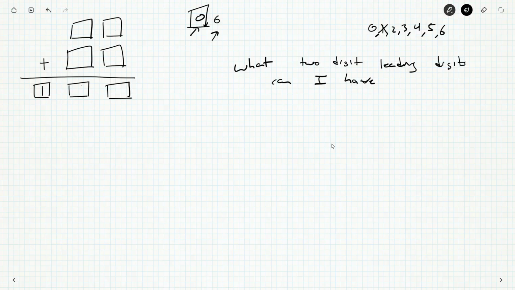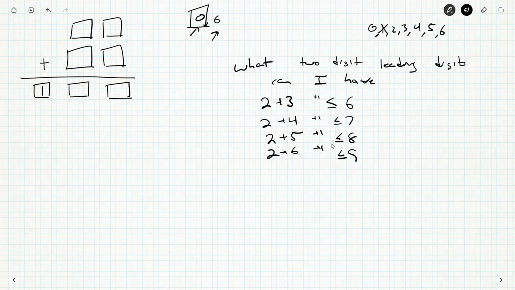So even if I'm carrying a 1, I can't have 0. So I could have something like 2, 3, but that's not going to work. Even if I carried a 1, it's less than or equal to 6. We're not over 10 there. 2 and 4, again, even if I carried a 1, I've got 7 there. 2 and 5, no dice. 2 and 6. So a 2 isn't going to appear here. It might be down here, or it might be somewhere in the units column, but a 2 is not going to be one of these 2-digit leading numbers.